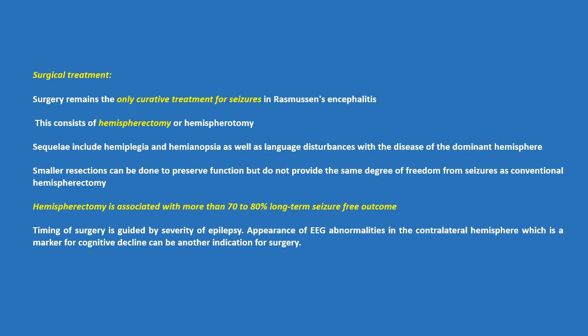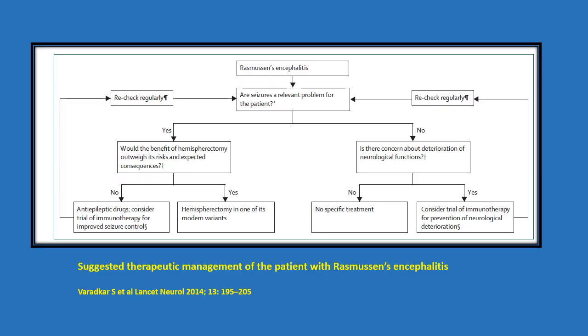Timing of surgery is guided by severity of epilepsy. Appearance of EEG abnormalities in the contralateral hemisphere, which is a marker for cognitive decline, can be another indication for surgery. This is an algorithm for suggested therapeutic management of the patient with Rasmussen's encephalitis.